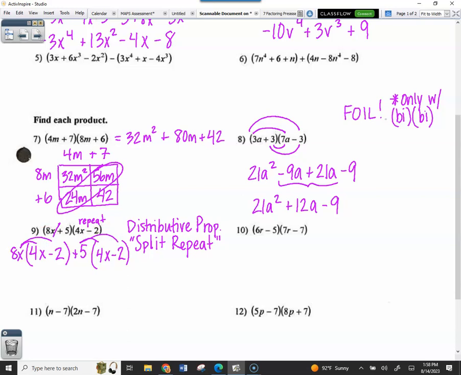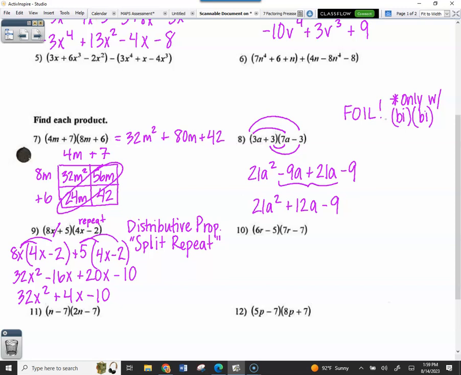So we have 32x squared minus 16x plus 20x minus 10, like terms in the middle. And like I said, it works every time.